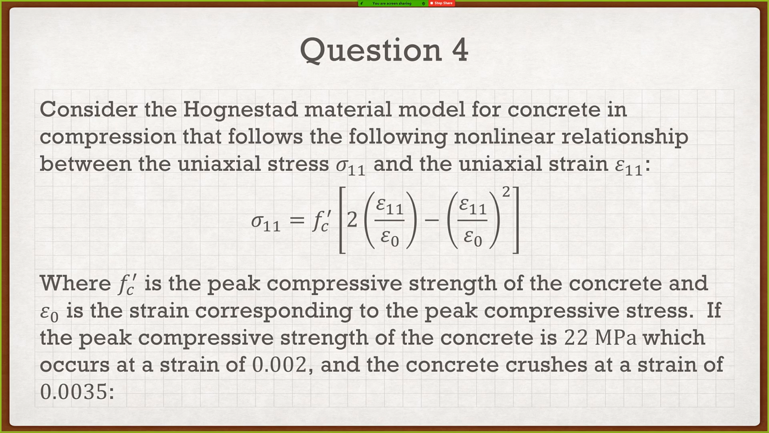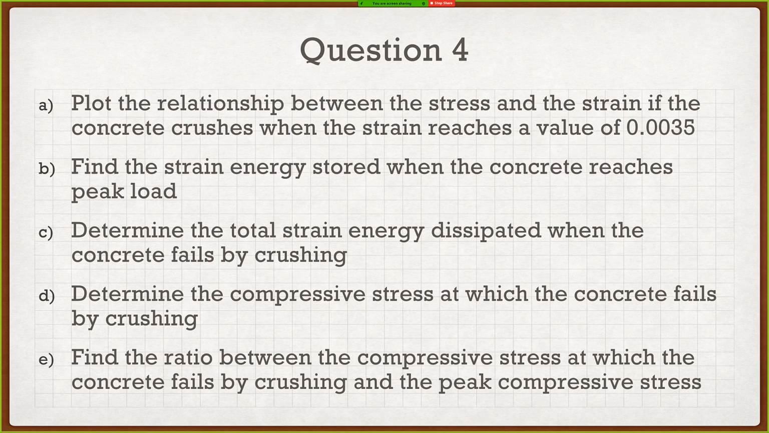Now it says, if the peak compressive stress of the concrete is 22 MPa, so that's going to be our f'c, which occurs at a strain of 0.002, which is going to be our epsilon naught, and the concrete crushes at a strain of 0.0035, it wants us to solve for 5 different things.